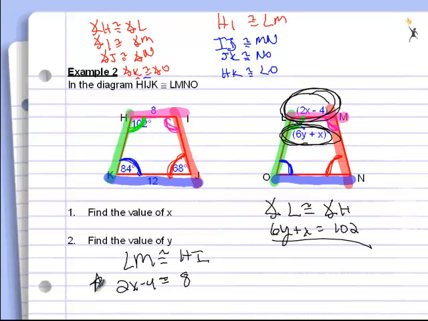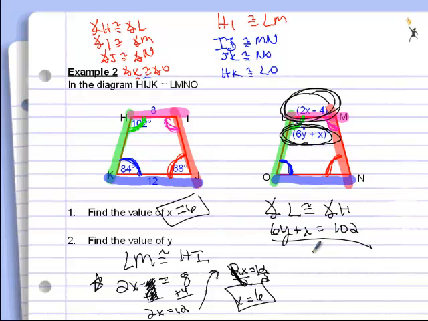Now I'm going to solve this so that I can get x. Once I get x, I can plug it in over here, and that'll help me solve y. 2x minus 4 equals 8. If I add 4 to both sides, they cancel out over here, and I get 2x equals 12. Well, if I divide both sides by 2, I get x equals 12 divided by 2, which is 6. The reason we divide by 2 is to cancel the 2's out. I solved for x.